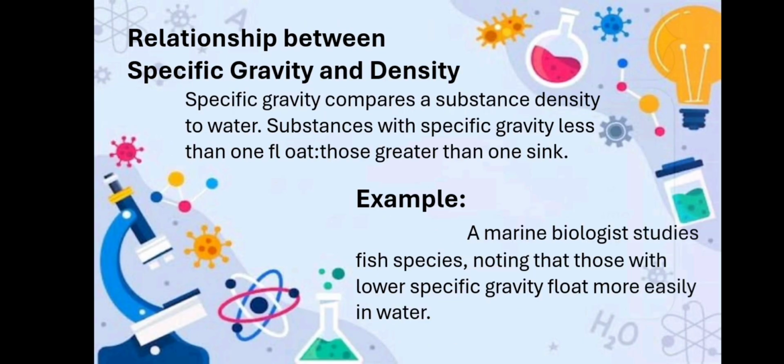Specific gravity is directly related to density because it compares a substance's density to water. If an object's specific gravity is less than 1, it will float, but if it's greater than 1, it will sink. For example, a marine biologist might observe that fish with lower specific gravity float more easily, while those with higher specific gravity sink deeper.